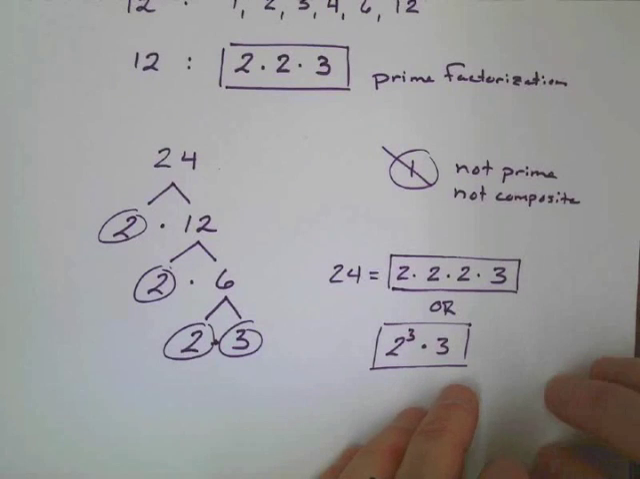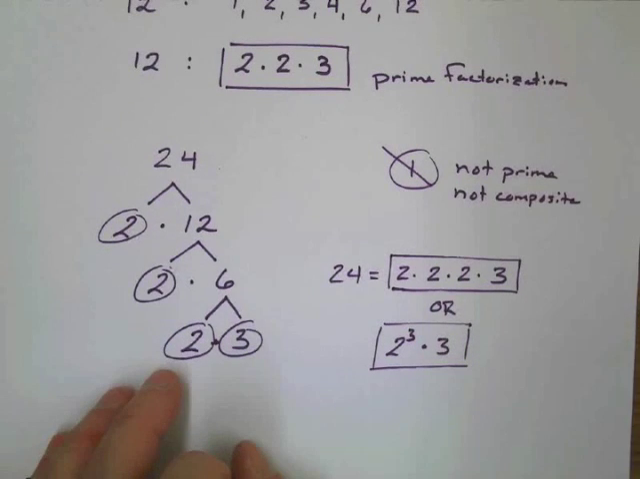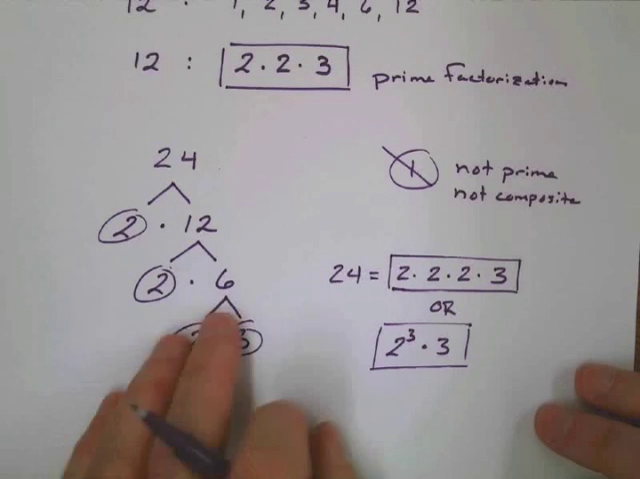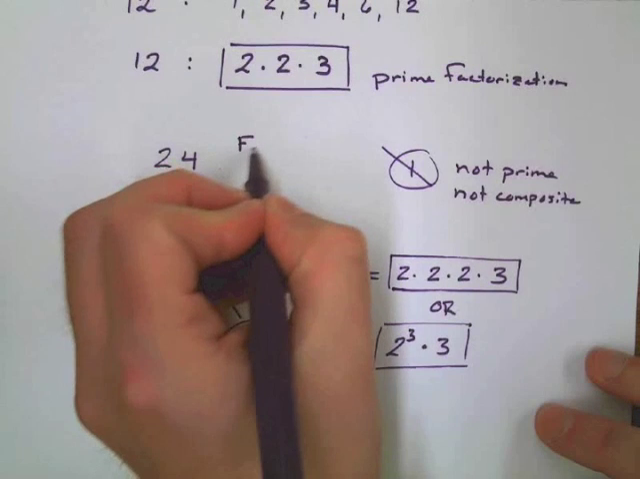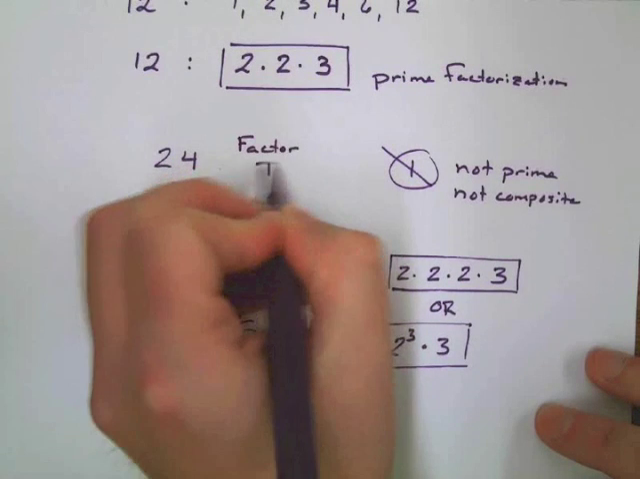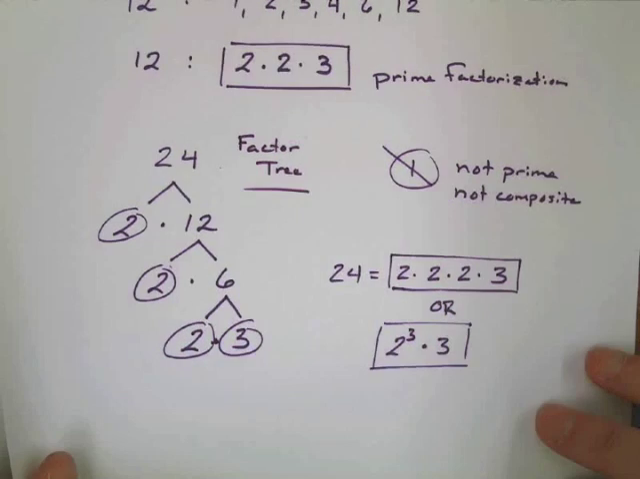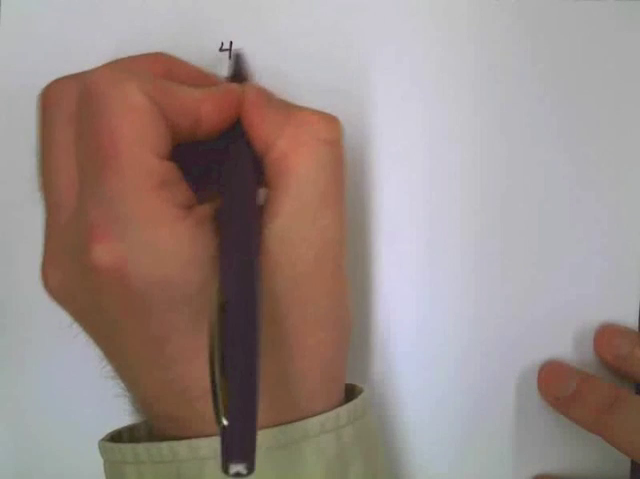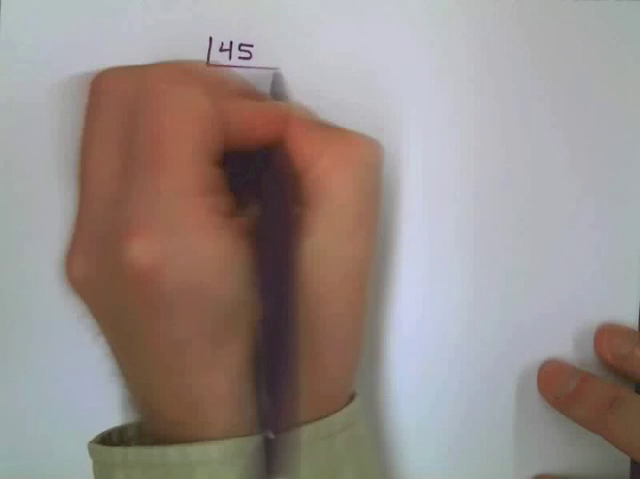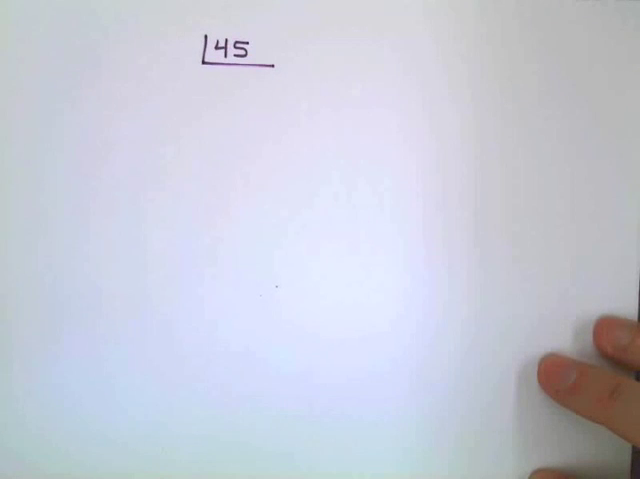Let's take a look at another possible way. This is one possible way to figure it out using a factor tree. This is called a factor tree. But another method is called the ladder diagram. And in the ladder diagram, let's say we have the number 45. I'm going to put this little L bracket underneath of it.